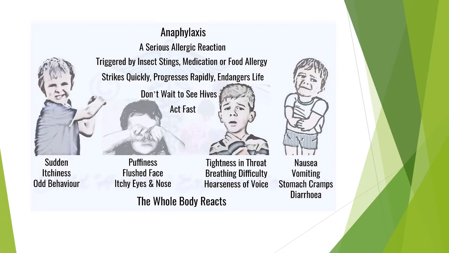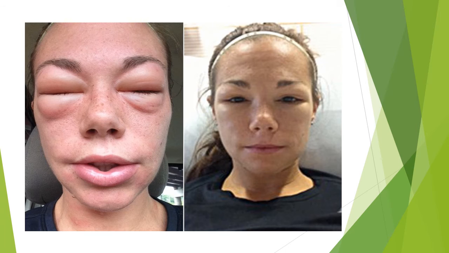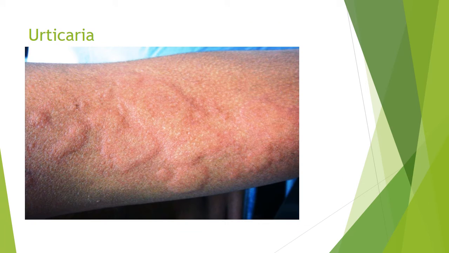So this is a clear picture showing what happens. You can see sudden itchiness, odd behavior, especially in children. Puffiness, flushed face. This picture can be used to remember the symptoms. So this is a girl showing puffiness and swelling of the eye. There's angioedema on the lips or on the eyes. These are urticaria, or hives as commonly known.